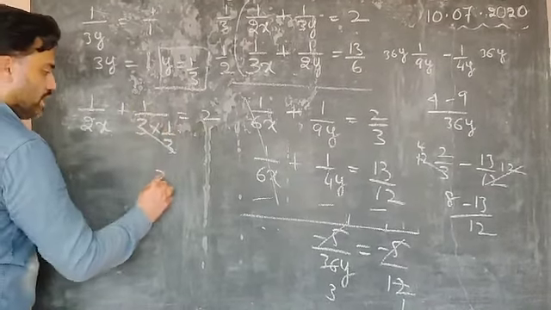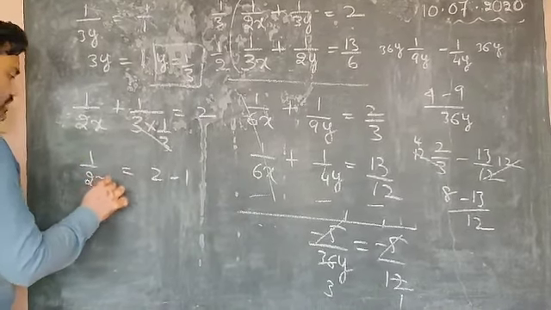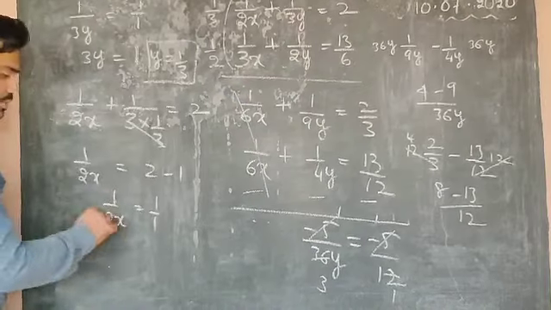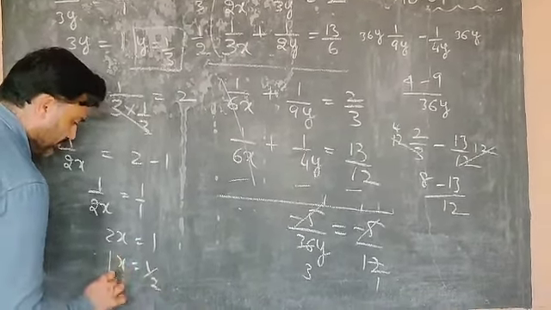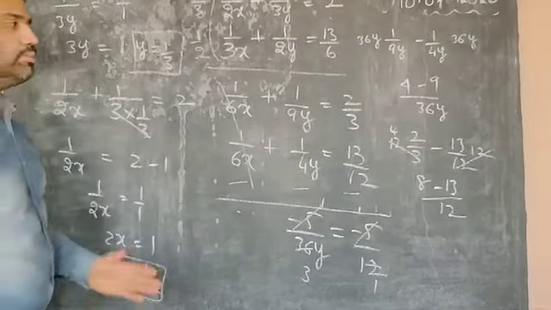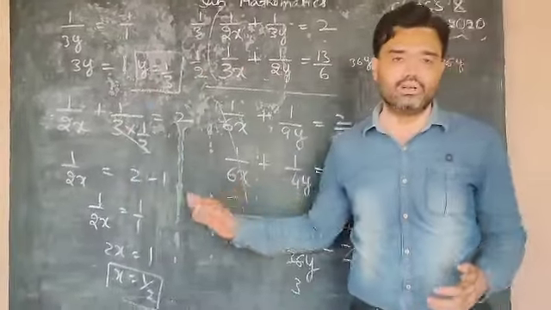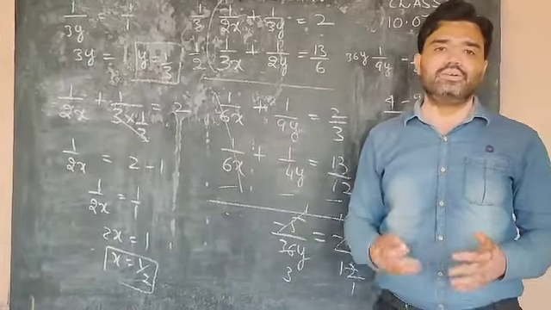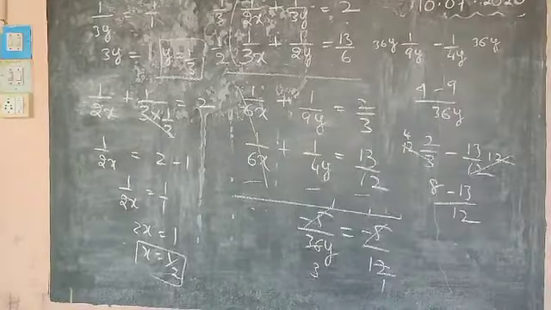If you send to that side, 2 minus 1. So that is 1 by 2x. 1 by 2x is equals to 1 by 1. Cross multiply, 2x is equals to 1, x is equals to 1 by 2. So both the methods, whichever the method you like, you can follow that method and you can solve. Okay, this is very simple. You need to understand how to solve this, the method of doing.